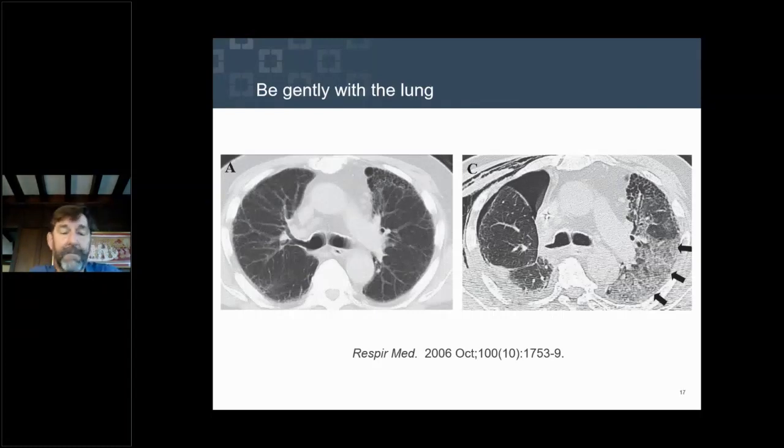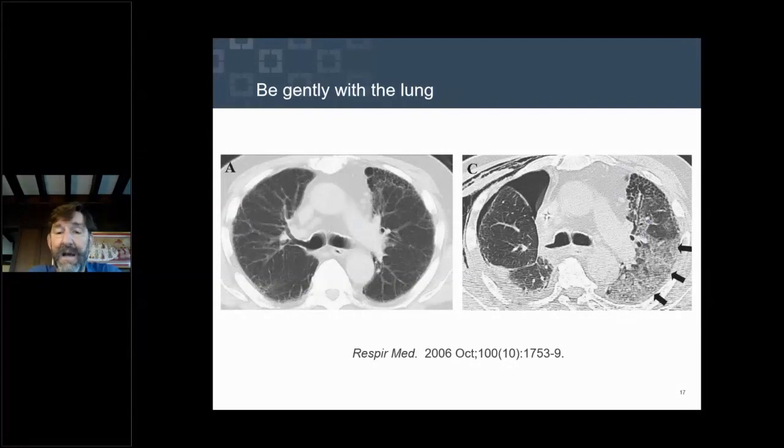Be gentle with the lung. What that means, very interesting study of a person who had, you can see on panel A, very mild peripheral fibrotic changes that are very consistent with early usual interstitial pneumonitis or IPF. Underwent a procedure where they had collapse of the right lung section for a nodule, and they had full ventilation to the left lung, and that positive pressure led to severe damage. Basically, we caused with our positive pressure ventilation an acute exacerbation of IPF.